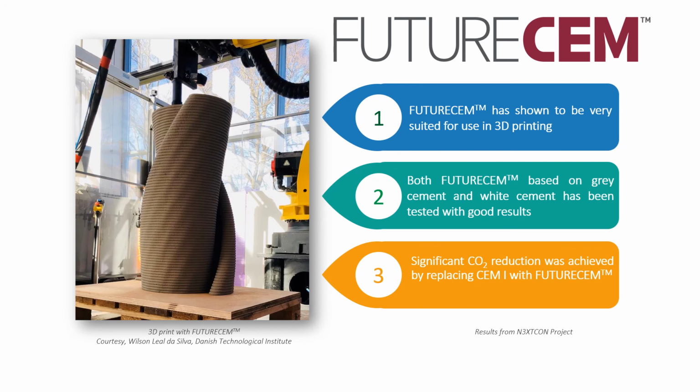Sustainability-wise, a change in the main binder from a CEM I 52.5 N cement to FutureCem features circa 30% reduction in CO2 emissions. If we talk about white cement, then the reduction goes to 45%. So it will make a lot of sense in terms of sustainability to choose FutureCem over traditional cements.